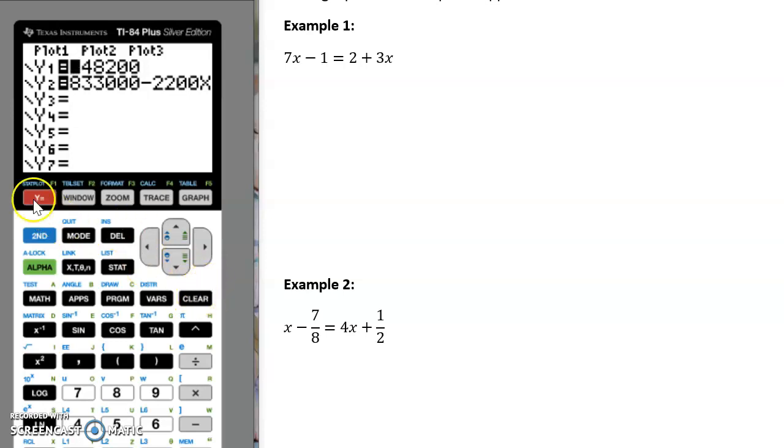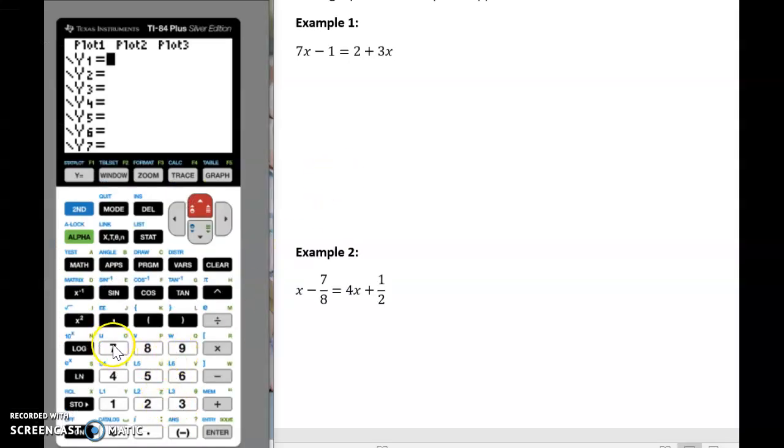So I'm going to go ahead and go to y equals, and I'm going to clear out any equations that I have. And I'm going to type in on the left side, whatever is to the left of the equal sign. So I'm going to put 7x minus 1, right? Go down to the second equation, y2, and I'm going to type in 2 plus 3x. And I'm going to go ahead and graph these lines.